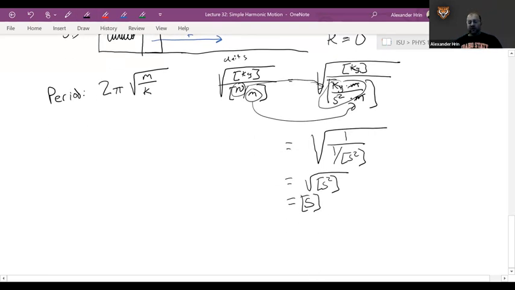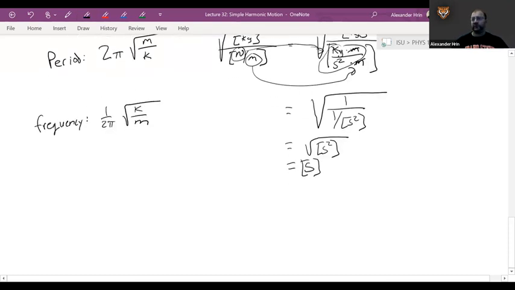A lot of people don't remember which one goes in the numerator and which one goes in the denominator. If you have a second to work through the units, that can be a really helpful thing to do, because it'll tell you which one goes where. If you did k over m, that would not give you the correct answer. The frequency is just 1 over that. So the frequency is going to be 1 over 2 pi times the square root of k over m instead. So that's how that works.